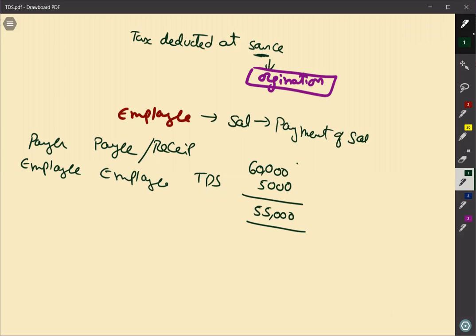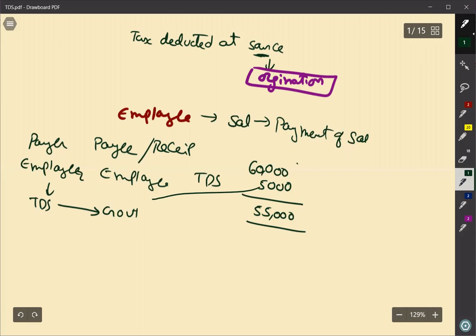So now, who will deduct? The employer will deduct the TDS. Once he deducts the TDS, what should the employer do? The employer should pay this to the government. So whatever TDS of 5,000 the employer is deducting, this amount of TDS the employer has to pay. So that is the background of this.